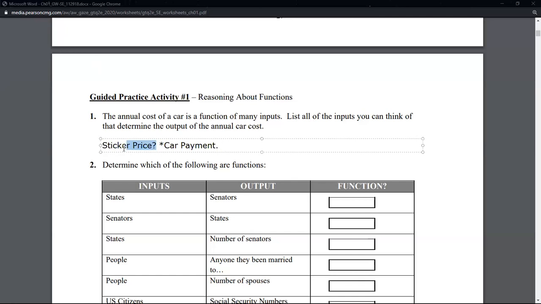In fact, I don't even really want to have that. But if you are the person who buys the car for cash, and if it's your first year, then that's a good answer. So car payment's a good one. What else could you think of?